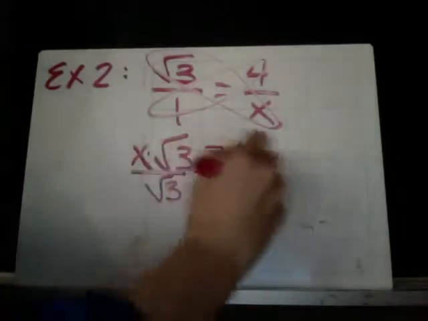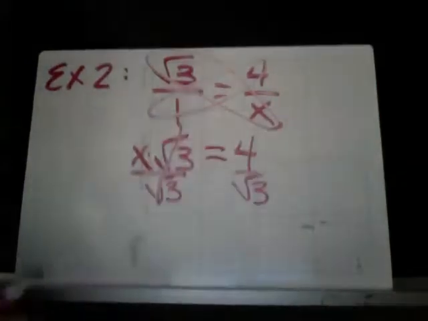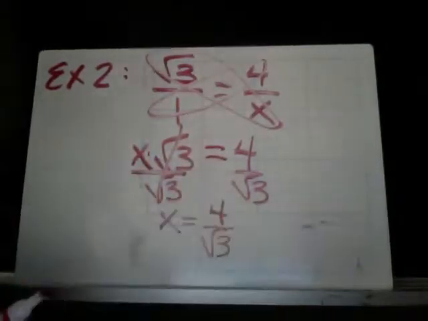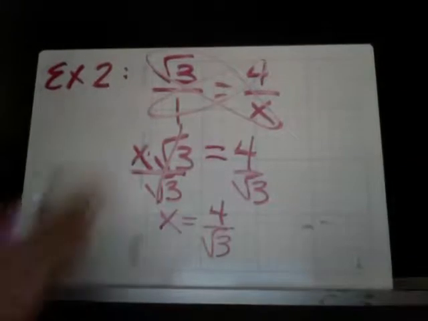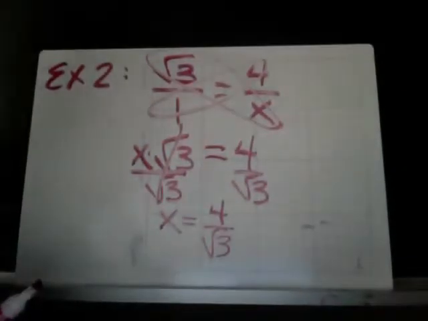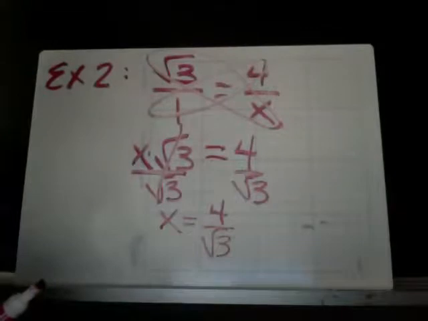Well, this is being multiplied, x times the square root of 3. I can undo multiplication by dividing. My square root of 3's cancel. So x is equal to 4 divided by the square root of 3. However, I have that radical in the denominator, so that's my answer, but it's not simplified. So I need to rationalize my denominator to get the radical out of the denominator.